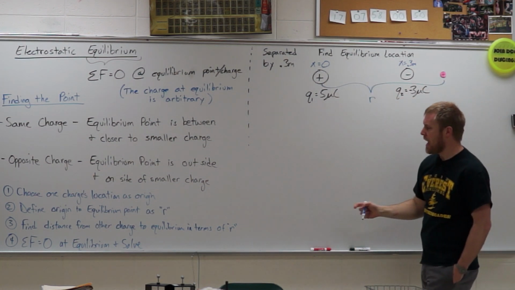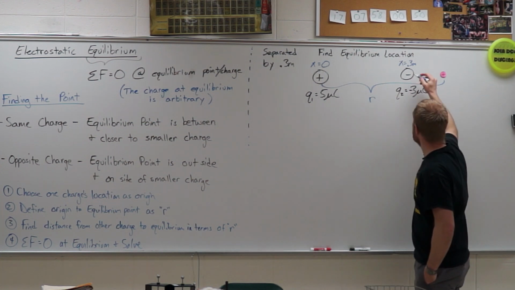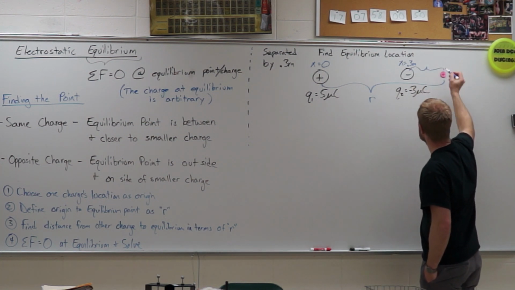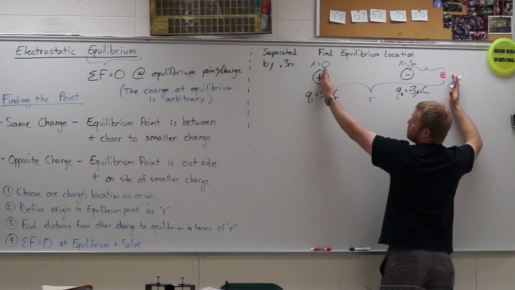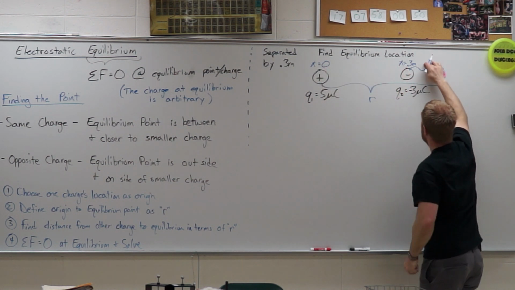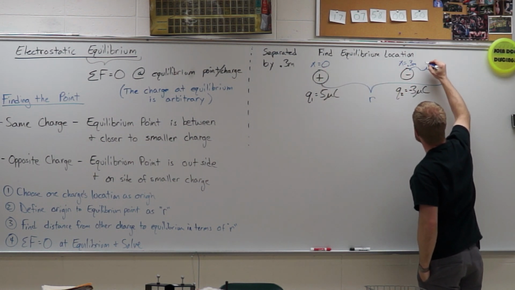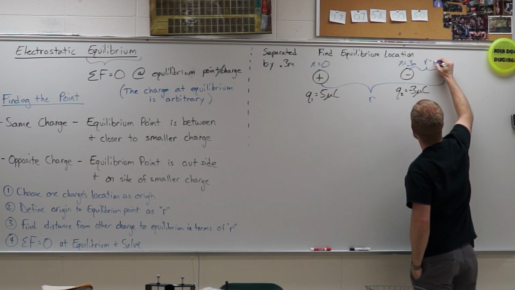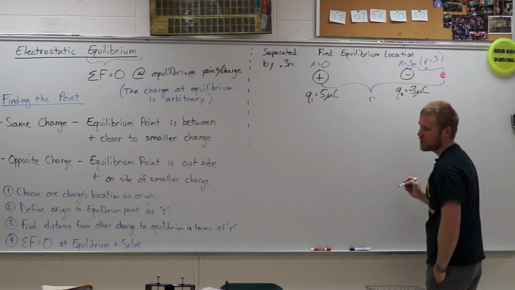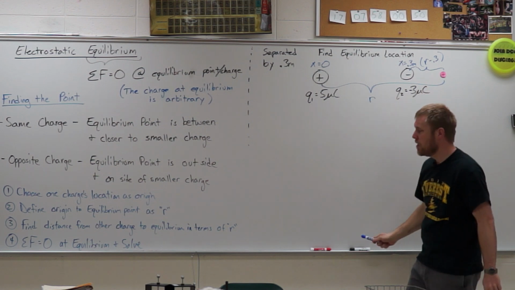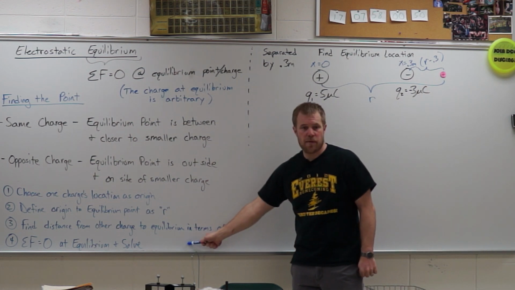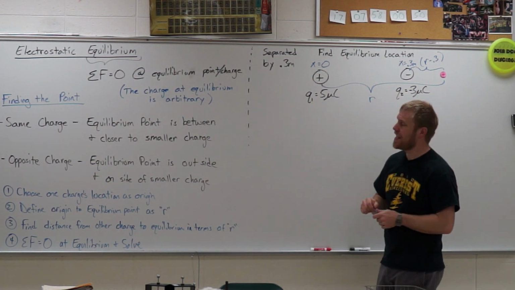Okay. Now I need to define the distance from the other charge to the equilibrium point. So what's that going to be? Well, if this whole distance is r, if I subtract 0.3 meters, I'll be left right here. So this is going to be r minus 0.3 meters. This is an essential step. Okay. Then we're going to sum up our forces, set equal to 0, and solve.